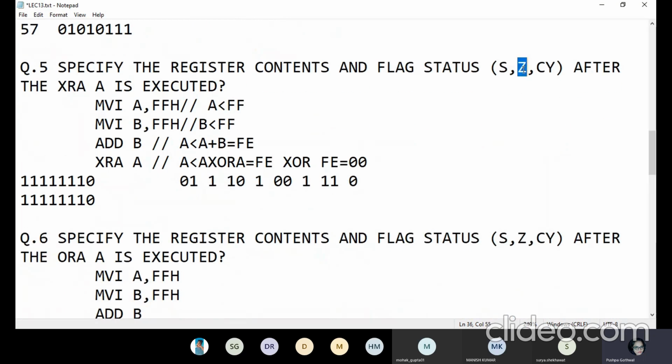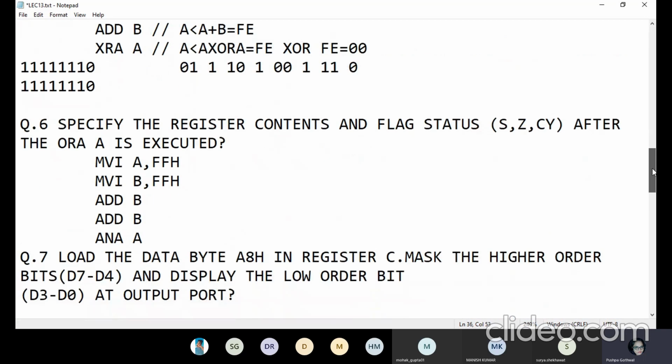If you are talking about the zero flag, of course zero is affected. Sign flag, of course it's 0, not affected.